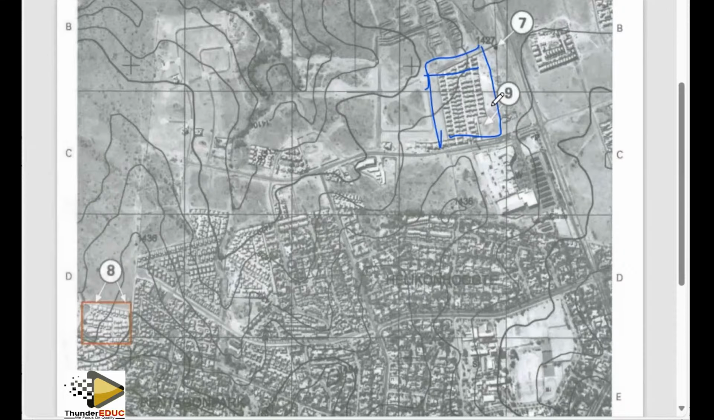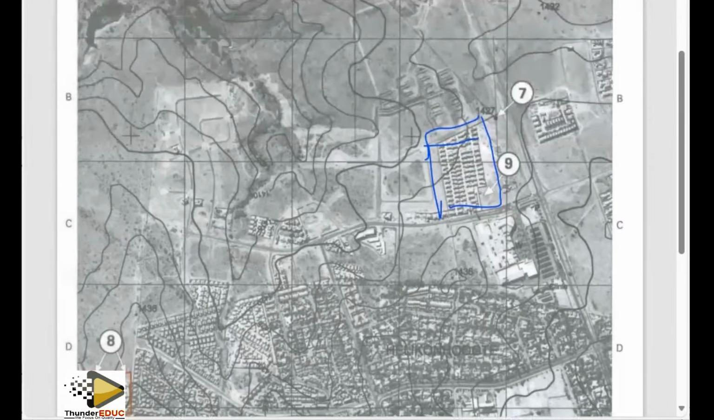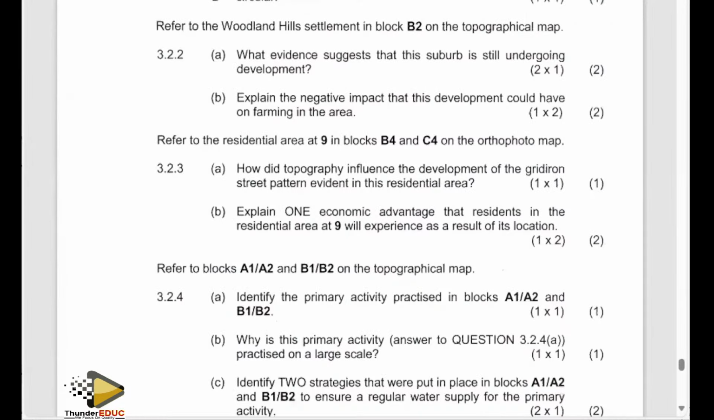So there are no physical features there which act as obstruction to the construction of streets in that particular residential, on that particular built up area. So that is basically the reason why we are justifying it that way.